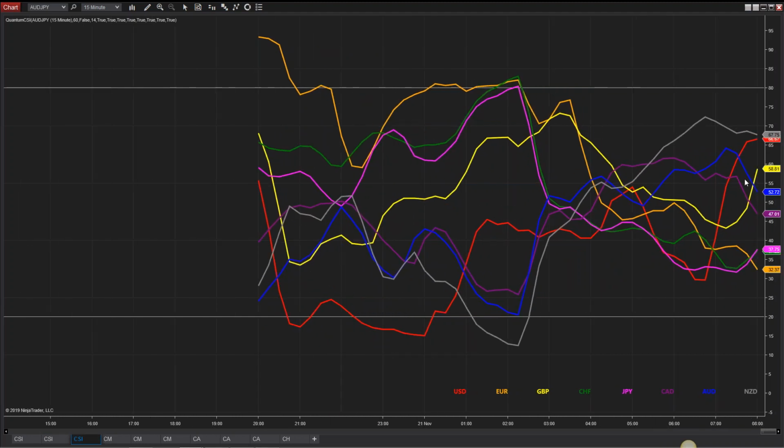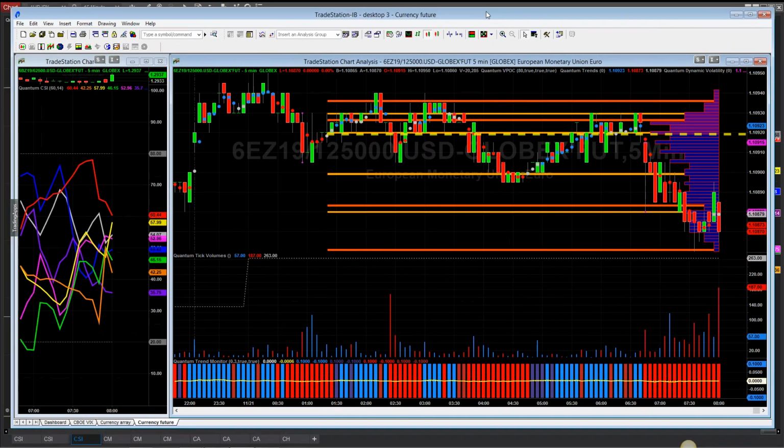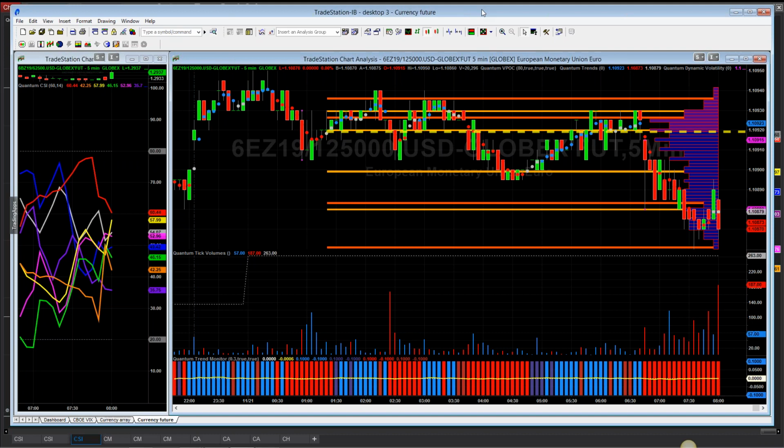Just move that over a little bit. There we are. So we're starting to see some pound buying, and the euro selling that's been going on. Let's just go over onto this chart here. Let's just pull up the 6E. I'll just move that up. This is on TradeStation, which is what we're working on right now.